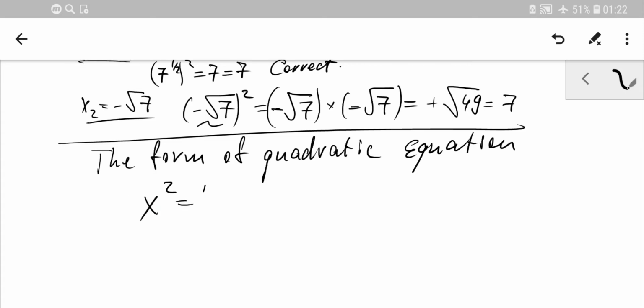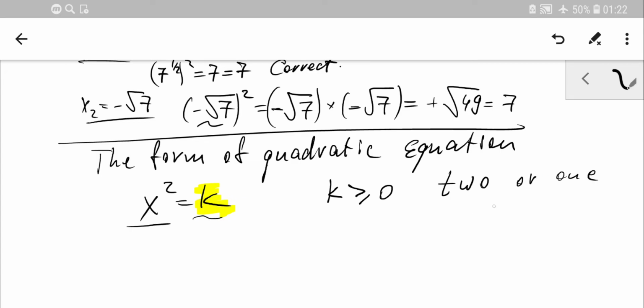X squared equals k. All right, so first of all, as you understand, because x squared is a positive value finally, even if x itself is negative, the square is always positive, or zero. So we need to mark that k should always be more than or equal to 0. So if k is more than or equal to 0, we might have 2 or 1 solution.